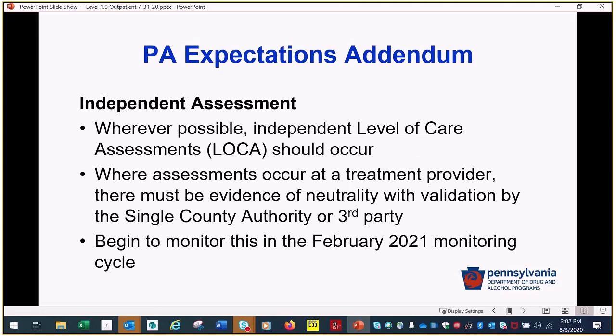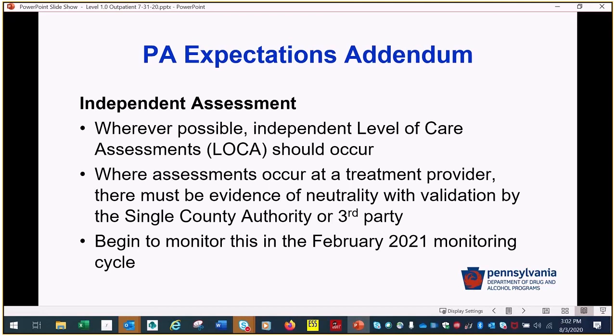In those instances where a treatment provider must conduct a level of care assessment, there should be a process to assure evidence of neutrality when provider-conducted level of care assessment occurs. While additional information will be put out by DDAP's County Program Oversight section regarding this, evidence of neutrality will include client choice, data that indicates referrals to providers other than the one conducting the assessments, etc. DDAP and SCAs will begin to include this in the monitoring tool beginning February 2021.